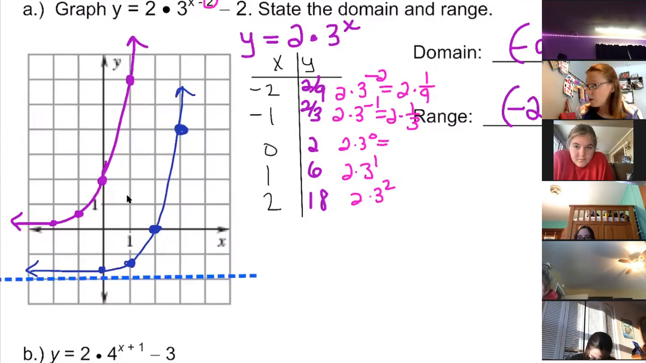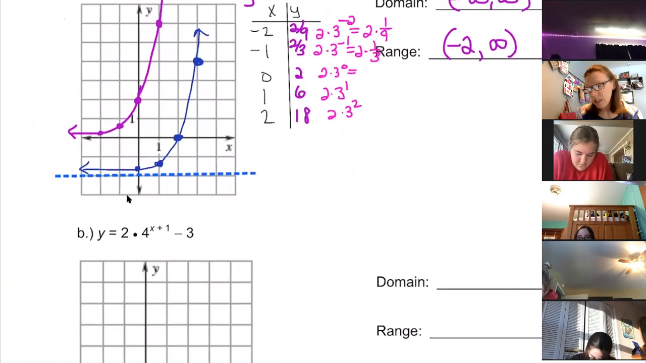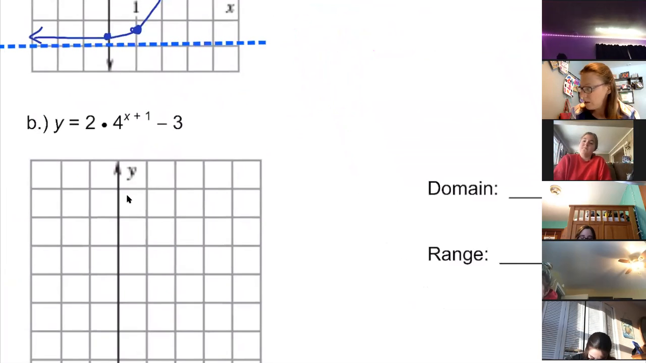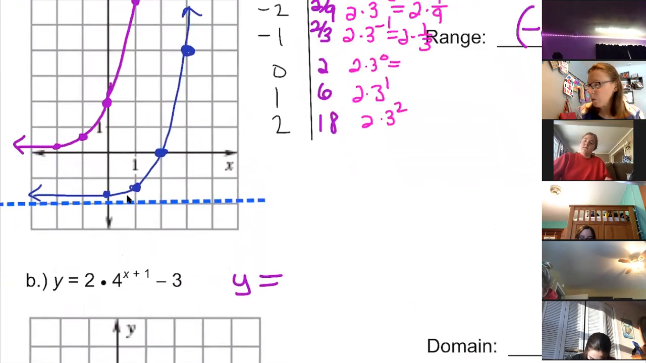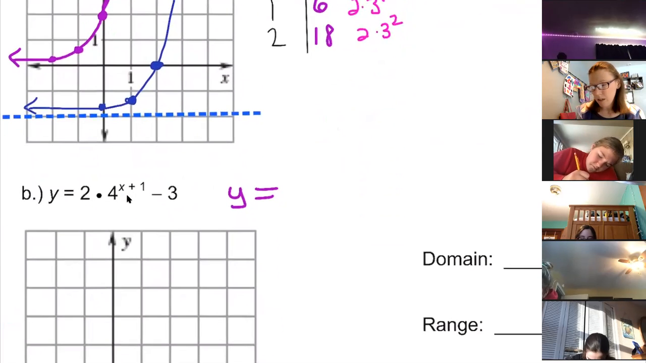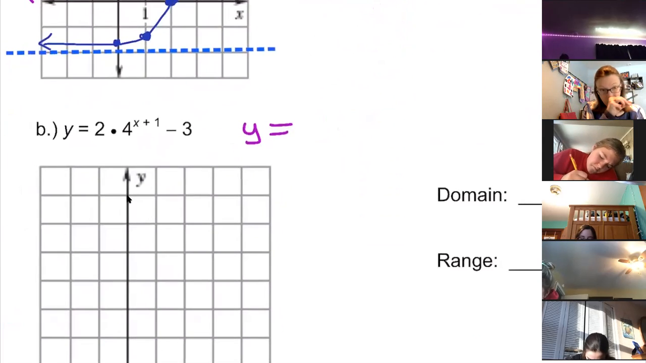So we're going to do one more graph, just so you can get an idea of that shifting of the graph. Faith, can you tell me just the basic equation that we're going to graph? So up above, we just did y equals 2 times 3 to the x. What would the basic equation be here, Faith, that we will try and graph? 2 times 4 to the x. Yeah, 2 times 4 to the x.